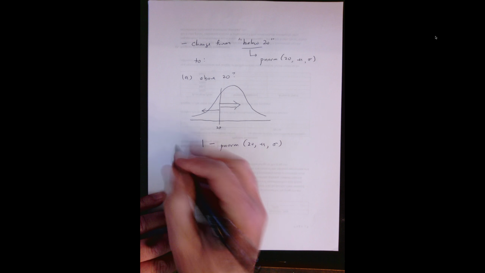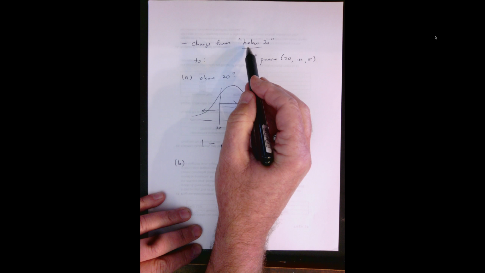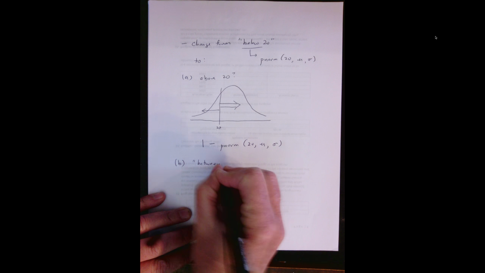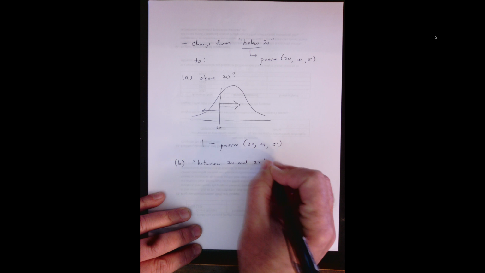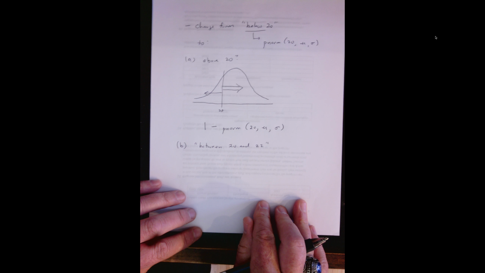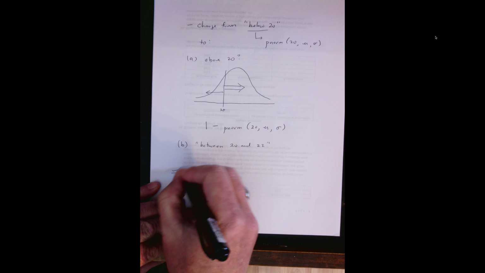Okay? Now the second part is a little harder. So what if we want to change from below 20 to between 20 and 22? Well, it's going to help to look at a drawing here, and that's what I'm going to do. I'm going to look at just a little picture here.